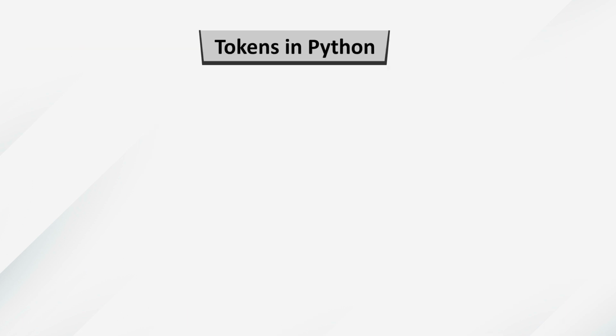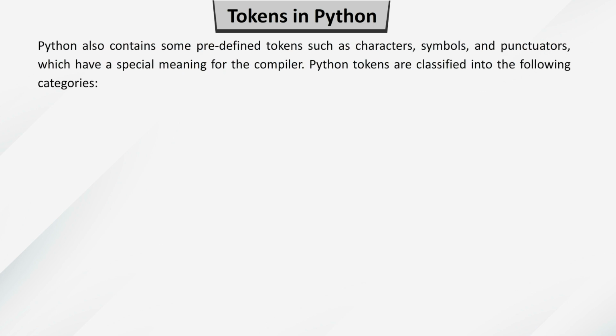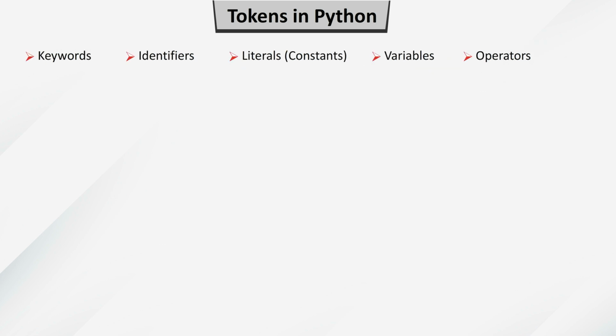Tokens in Python. A computer program contains a set of programming statements. A statement is composed of various components. Each component of a programming statement is called a token. Python also contains some predefined tokens such as characters, symbols, and punctuators, which have a special meaning for the compiler. Python tokens are classified into the following categories: keywords, identifiers, literals, constants, variables, operators.